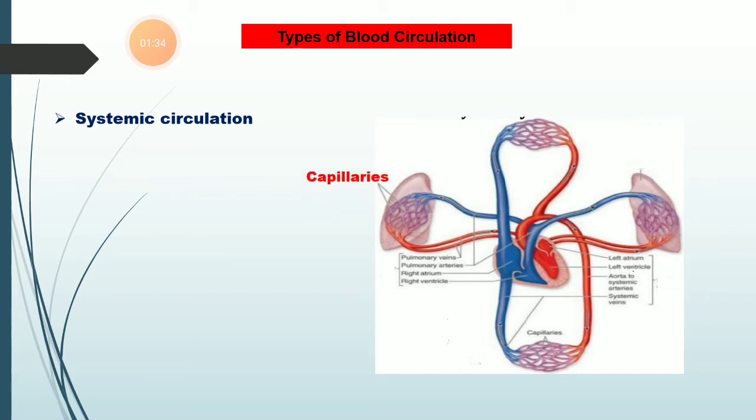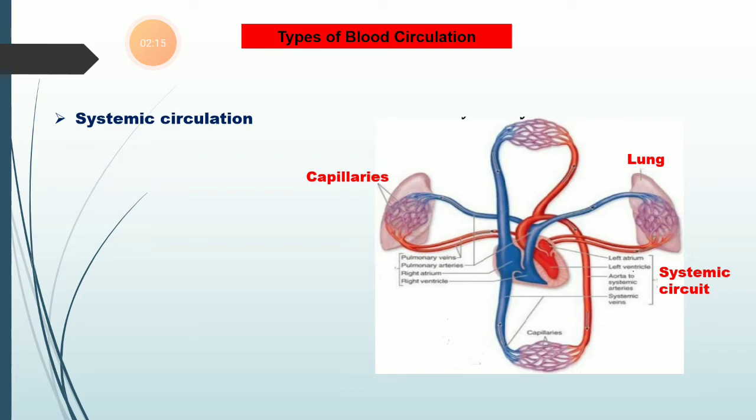Systemic circulation carries oxygenated blood from the left ventricle to various organs of the body. From the organs of the body, deoxygenated blood goes to the right atrium. Systemic circulation means oxygenated blood from the left ventricle to various parts of the body, and deoxygenated blood from the various parts of the body to the right atrium. This is systemic circulation.